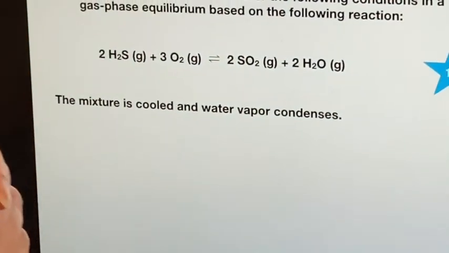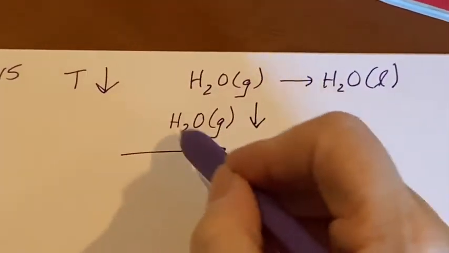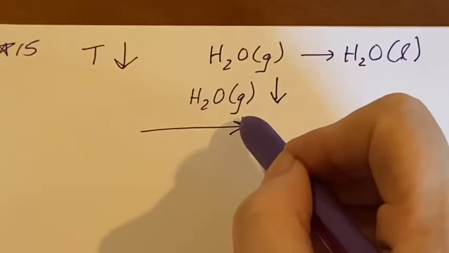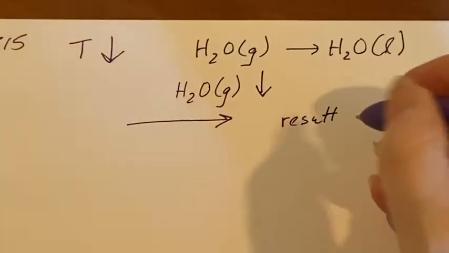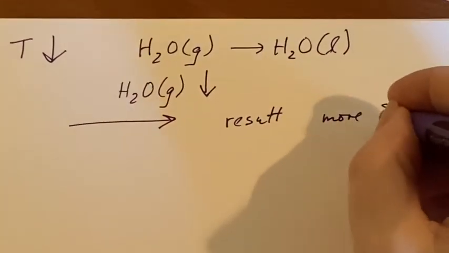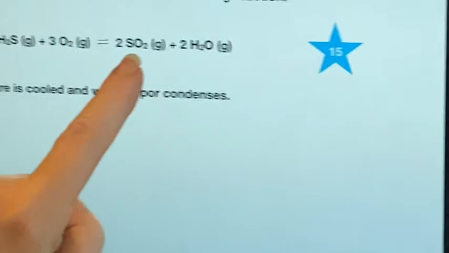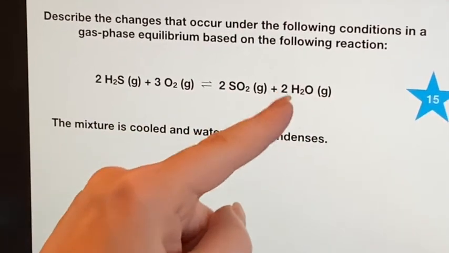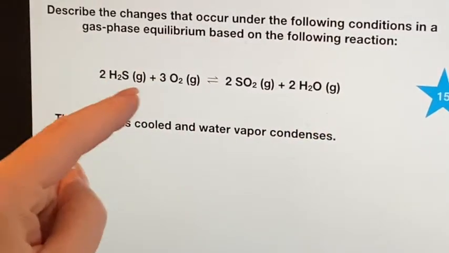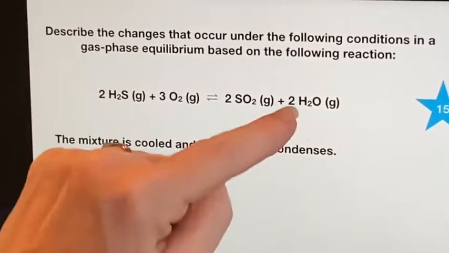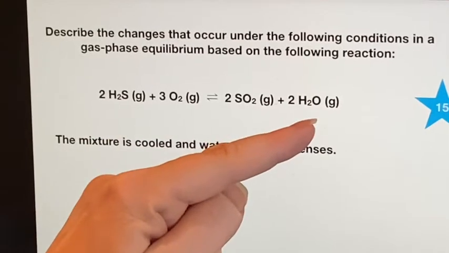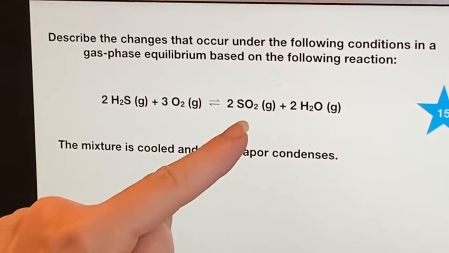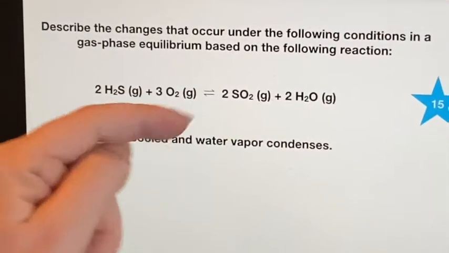So that's going to force the whole thing to move to the right in order to try to make up the fact that we've lost some of this water vapor. As a result, we're going to end up with more of the other product, the sulfur dioxide, because this is moving to the right. We had removed some of this. These are going to end up going down. This will be partially restored, and this, well, we didn't remove any, so now there is more of it than there was.